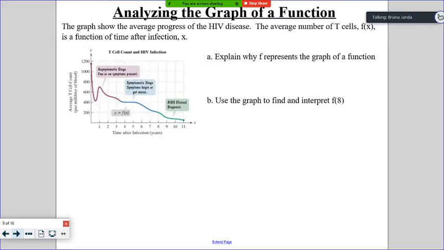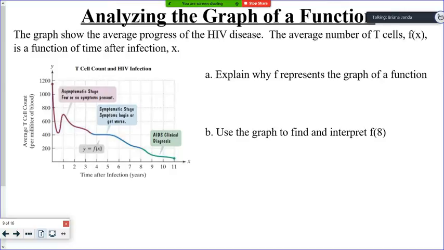Okay. The last little section we're going to look at is the same types of questions I was asking you earlier about looking at a graph, but looking at a real-world data type of graph. When you are looking at real-world data graphs, one of the big things I want you to make sure you look at is the labeling on your x and y axis, okay? What does the variable represent? What does the function represent? And how would I label those? The one we are looking at here is out of your book. It says the average progress of the HIV disease: the average number of T cells is the function over time after the infection, which is your X value.